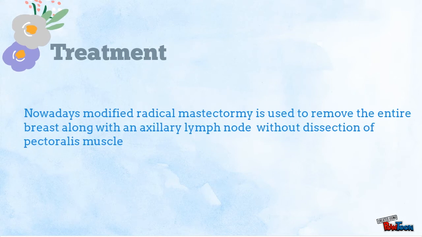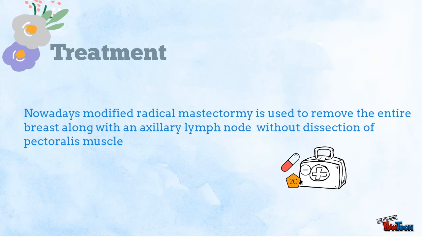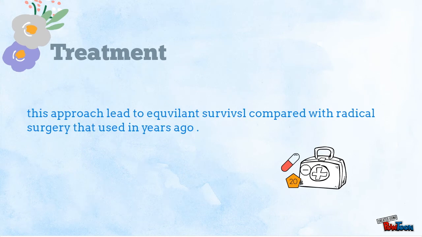Treatment of breast cancer. Nowadays, modified radical mastectomy is used to remove the entire breast along with the axillary lymph nodes without dissection of the pectoralis muscle. This approach leads to equivalent survival compared with the radical surgery that was used many years ago.